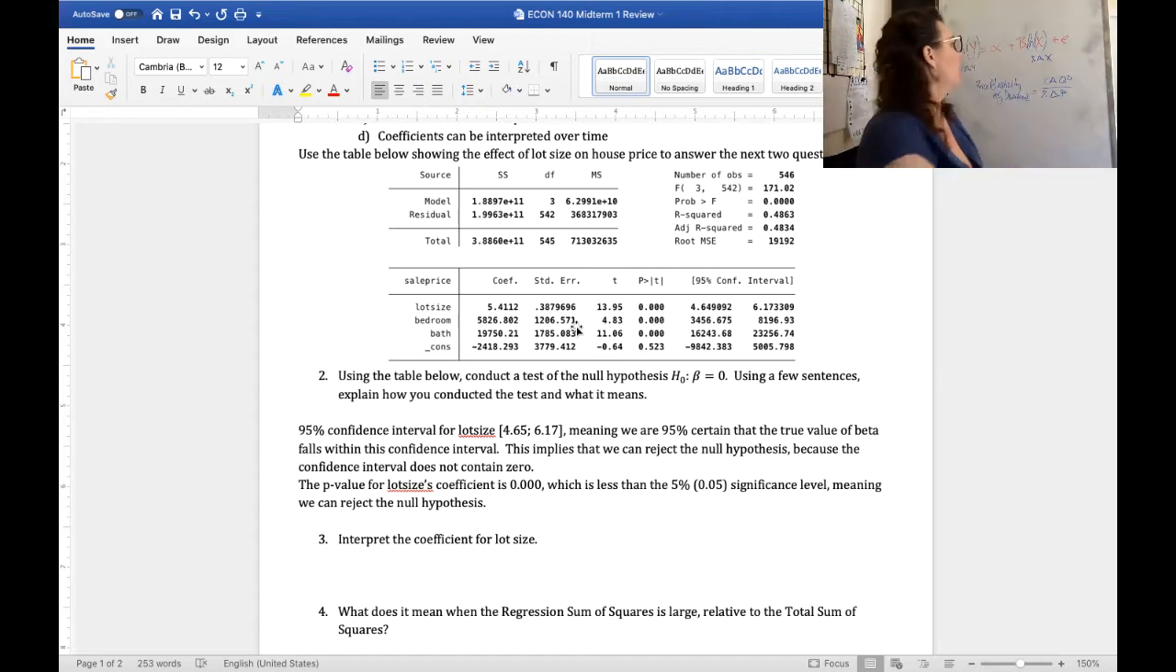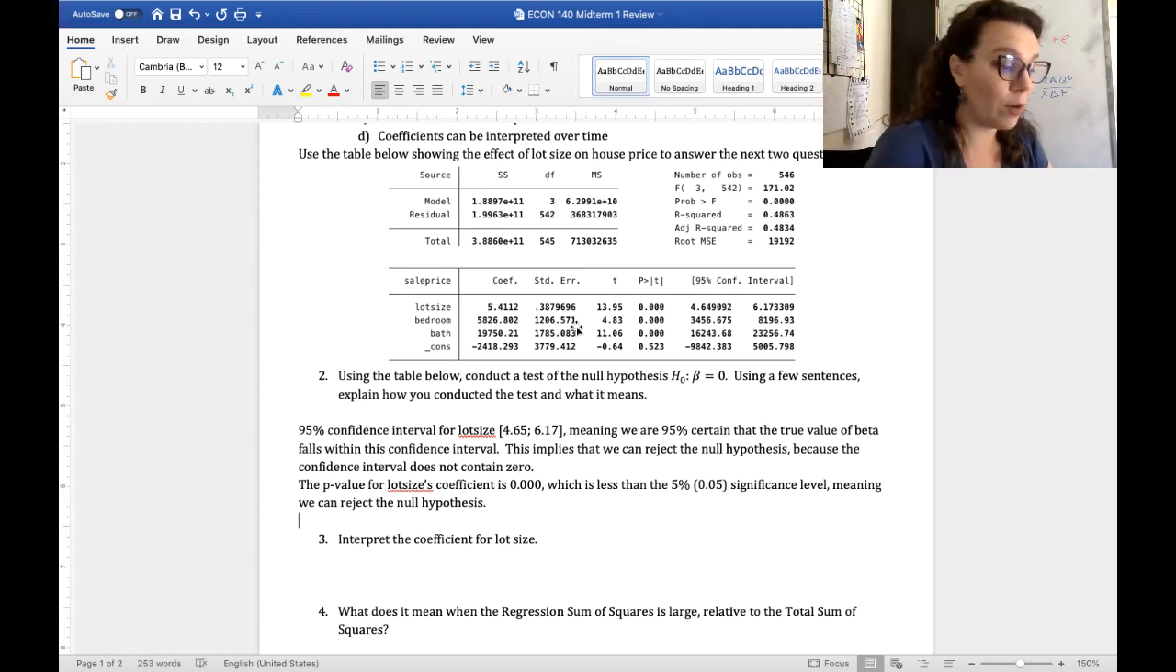Because remember, if we go back here and look at our regression equation, whether there's a natural log or not, if our beta is 0, then beta times x is going to be equal to 0. And that means that x isn't going to influence our y at all. And that would be bad. So that's why we test that null hypothesis.